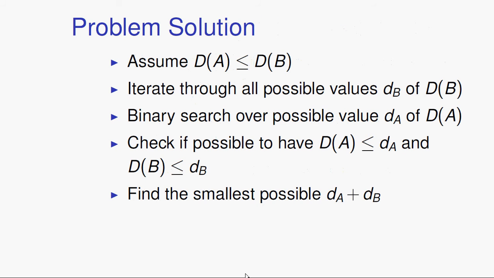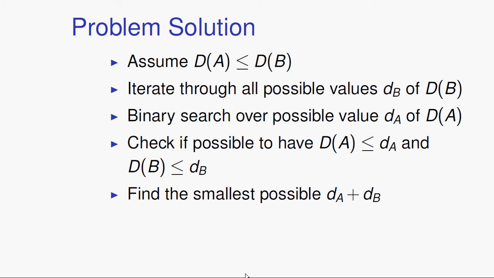And the solution goes like that. First, let us assume that the disparity of set A is less than or equal to the disparity of set B. This can be done without loss of generality, because if it is not true, we can just swap A and B. To solve that, we first iterate through all possible values dB of the disparity of set B, and all those values are basically all the values of the distance function between each pair of shipments. When we fix dB, we can make binary search over all possible values of the disparity of set A.